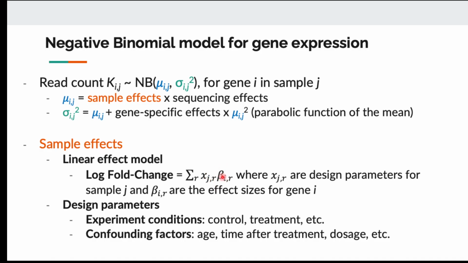The beta is the effect size, like the coefficient, and the x will be the indicator, whether it's a control or treatment. x may be the age, maybe the dosage. So those are the actual differences in the design, the experiment parameters. And the effect size is unknown.